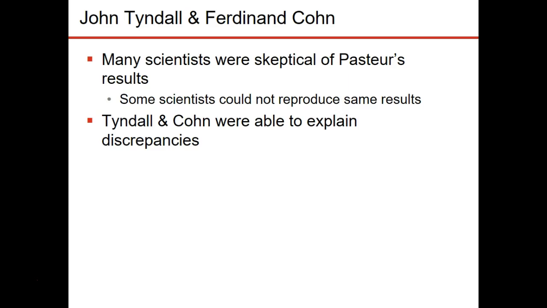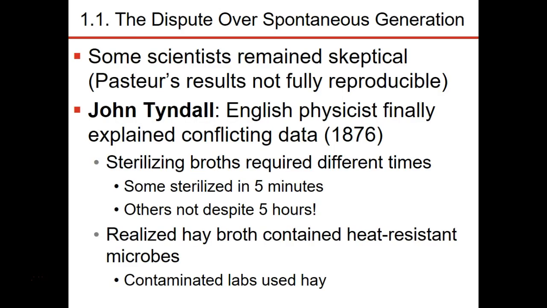And so they weren't sure why they weren't getting the same results, and so they didn't agree or they were skeptical of his work. Well, then came along Tyndall and Cohn, who explained the discrepancies seen in the results that Pasteur had and the results that other scientists had. And it showed how important experimental design is. So John Tyndall came along and he started looking at Pasteur's research and then looked at other people's experiments to see how they differed.